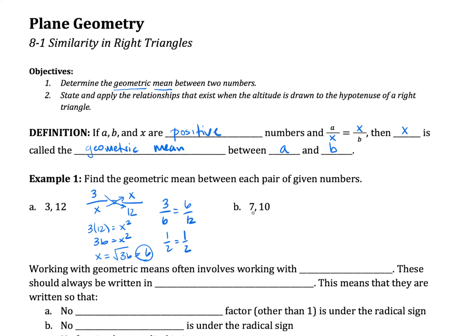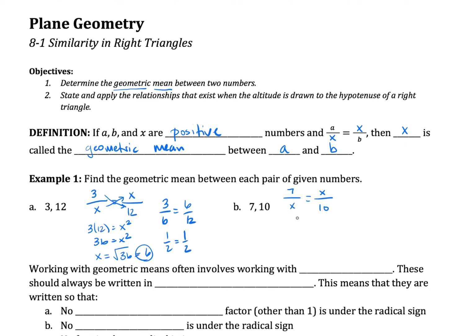Now in this other example, we have two other numbers, and it's not going to come out quite as nice as what we had right here. And I'll show you what I mean. We're going to set up our proportion, where we're going to put 7 in the numerator of the first fraction, we're going to put 10 in the denominator of the second fraction, and we're going to put x's right there and there.